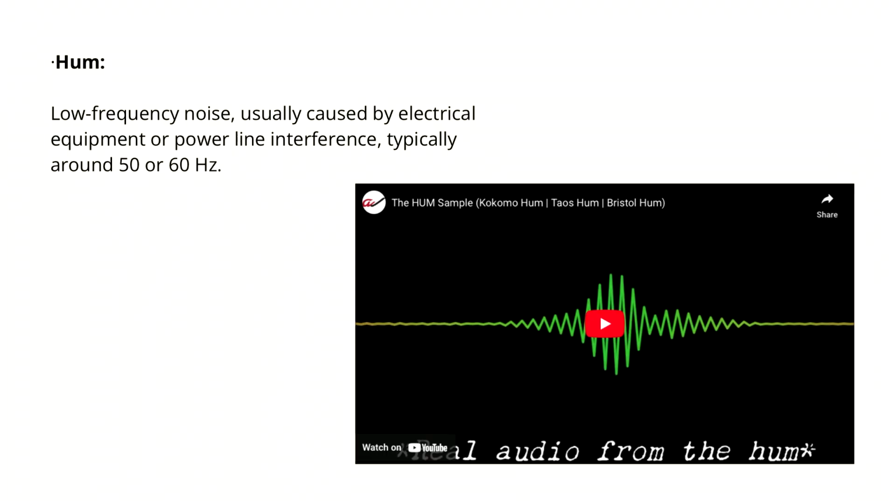Hum. This is a low-frequency noise, usually caused by electrical equipment or power line interference, typically around 50 or 60 Hz.